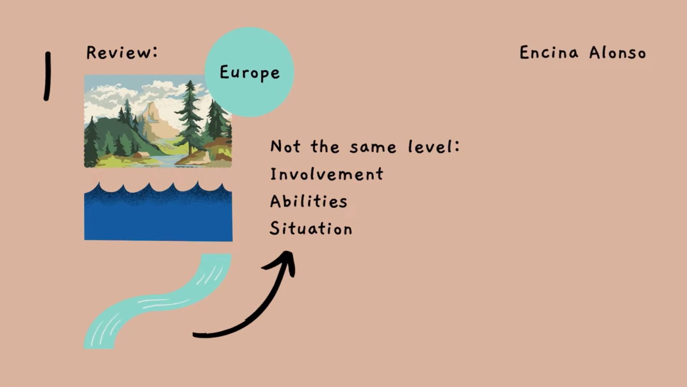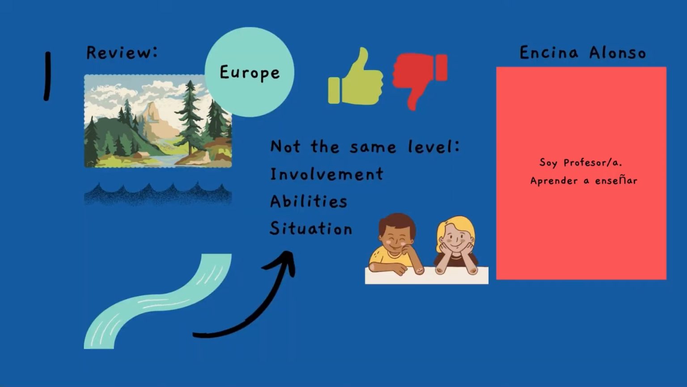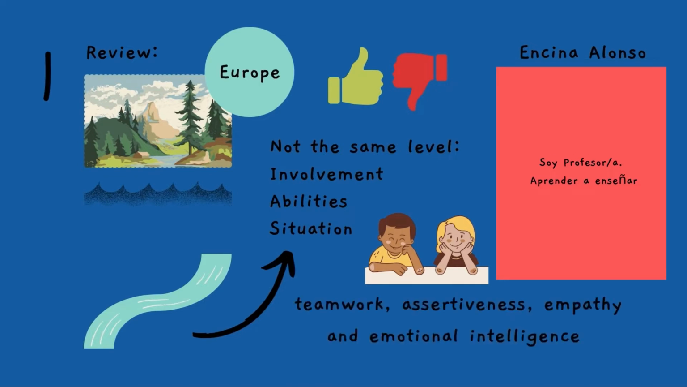Enfina Alonso, in her book I'm a Teacher, Learning to Teach, highlights the method we will use: thumbs up. It's a quick and tidy solution in which to see the general level of the class. We will then ask them to pair up to work in pairs. This can help them to gain skills related to teamwork, assertiveness, empathy, and emotional intelligence, necessary skills as our children will be the adults of the future.